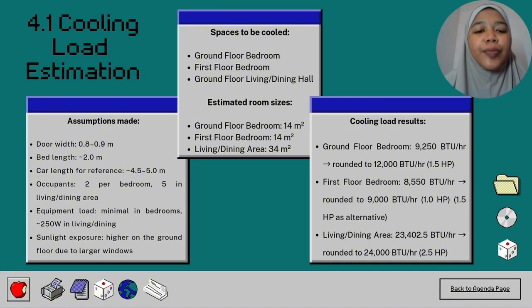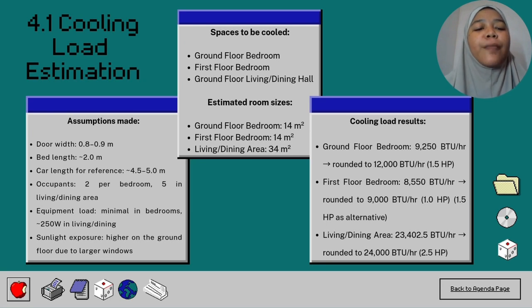We also estimate the number of occupants, two people per bedroom and 5 people in the living room. Sunlight exposure was considered higher for the ground floor room because of the larger window. Based on our calculation, the ground floor bedroom requires about 9,250 BTU per hour, so we round it up to a 1.5 horsepower unit.